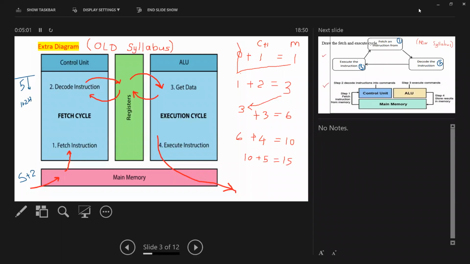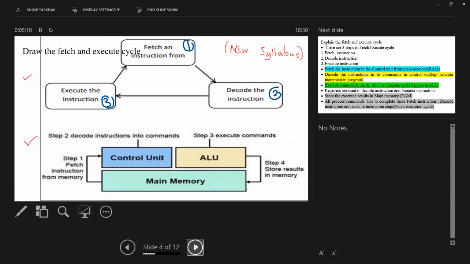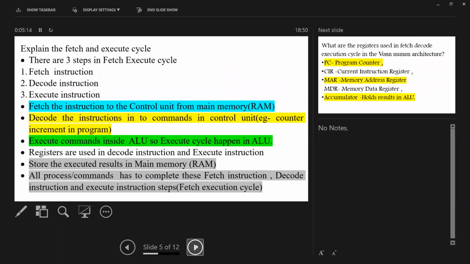In the fetch and execution cycle, there are mainly three stages: fetch instruction, decode instruction, and execute instruction. So that's what explains the fetch and execute cycle. There are three steps in the fetch execution cycle: fetch instruction, decode instruction, execute instruction.